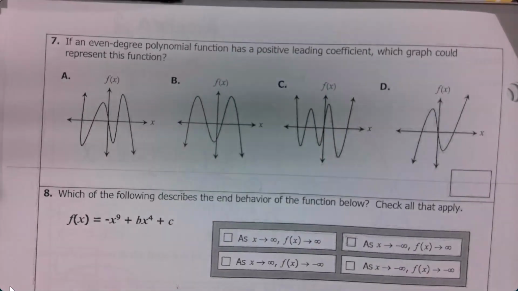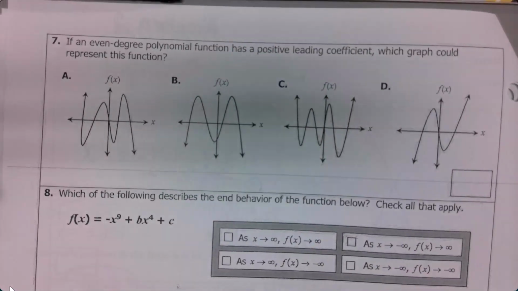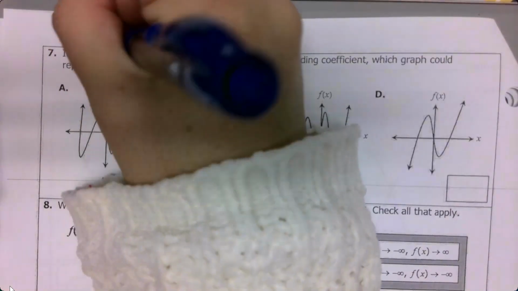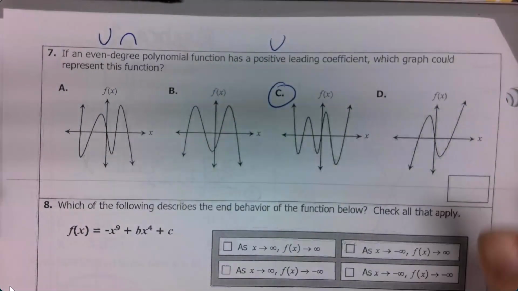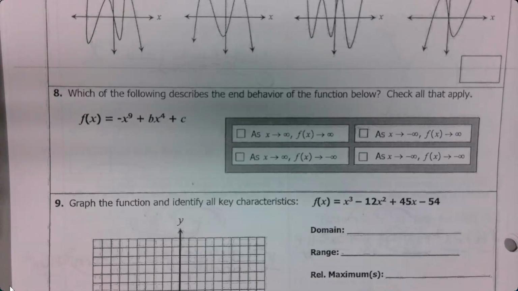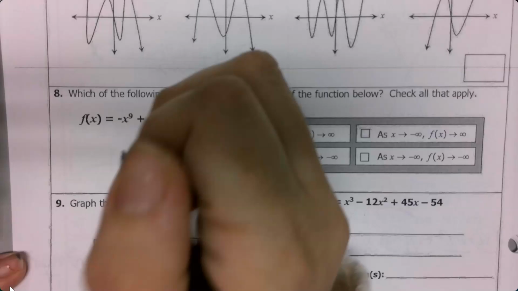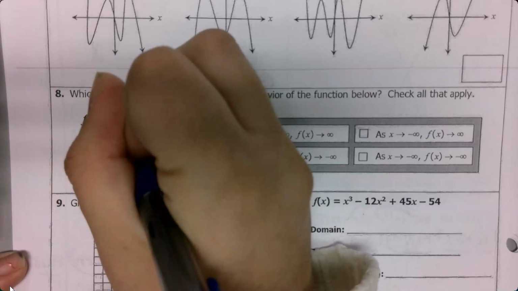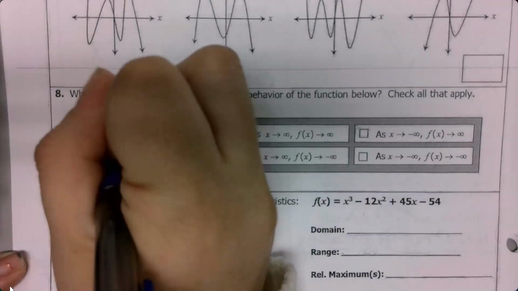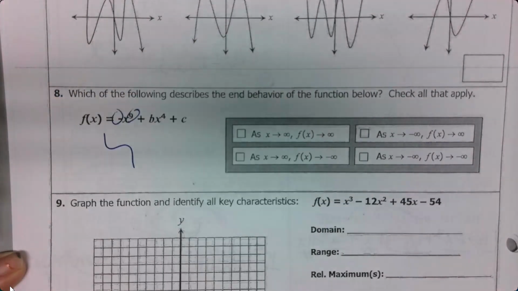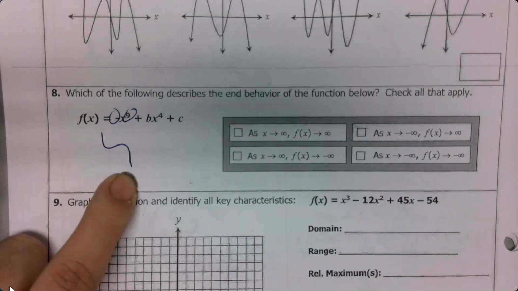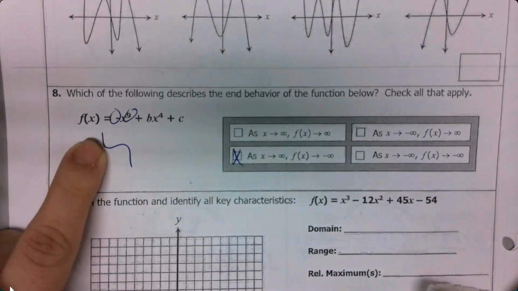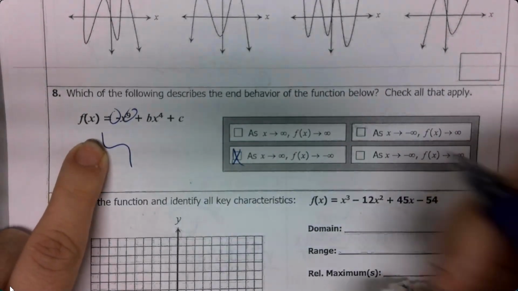Okay, number 7 says if an even degree polynomial function has a positive leading coefficient, which graph could represent this function? Even means it goes like this or this. Positive means it always ends up, so that is C. This one wants me to describe the end behavior. Check all that apply. So this one is odd and negative. So odd from my exponent, negative from this up front. It should look something like this. So as x goes to positive infinity, f of x is going down. And as x goes to negative infinity, or it goes to the left, it's going up.